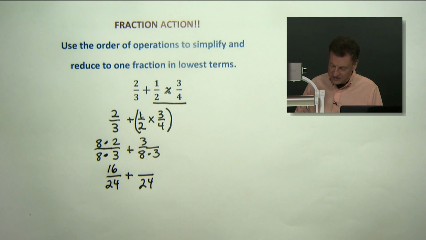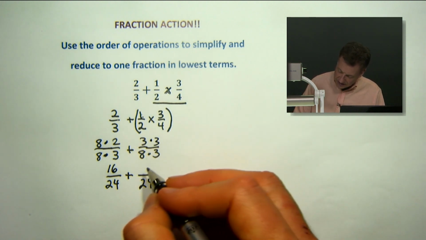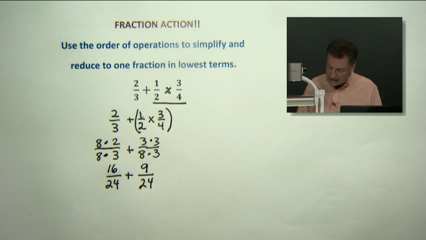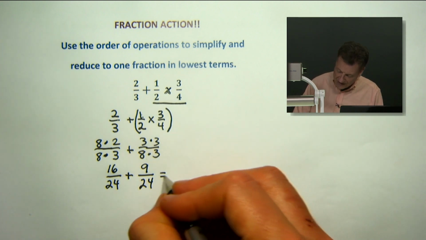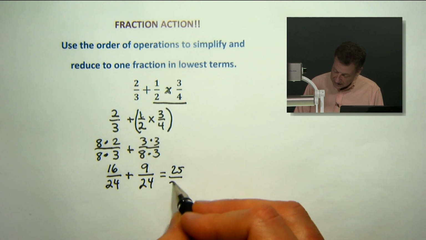Everybody still working out there? I'm glad you are. Now, let's do the same thing here. We multiply by 3. We get our 9, and I'm seeing 16 plus 9. I can do that in my head. I hope you can. We're going to get 25, everybody with me, 25, over 24.